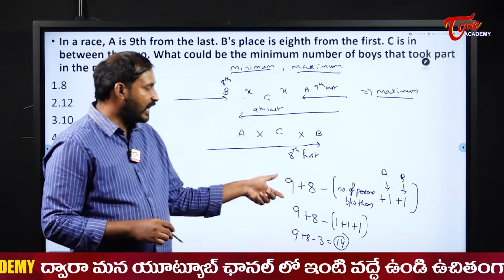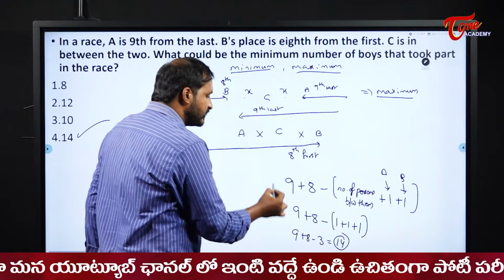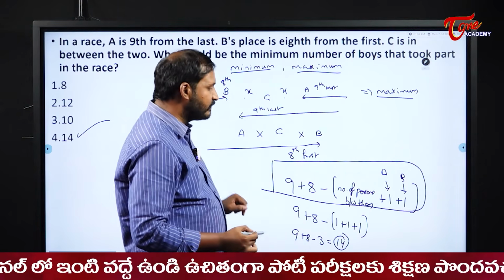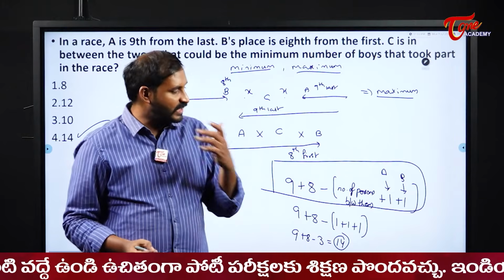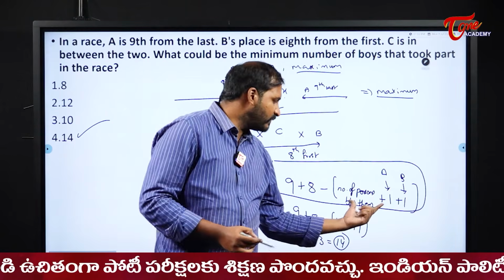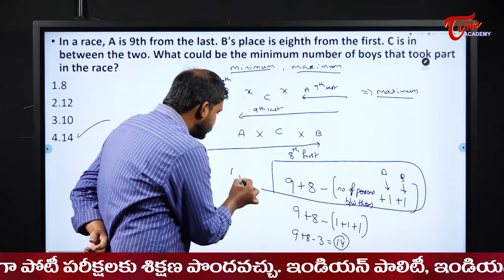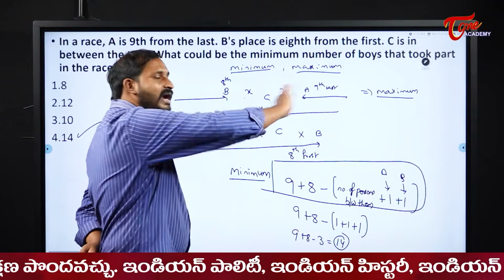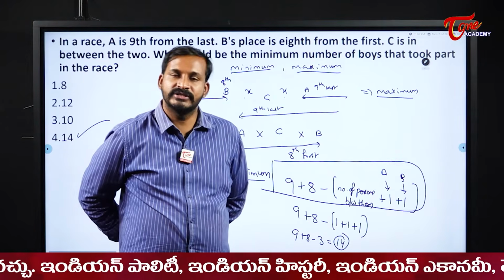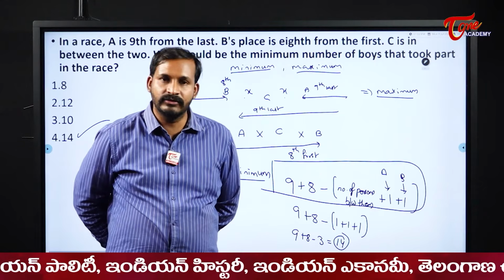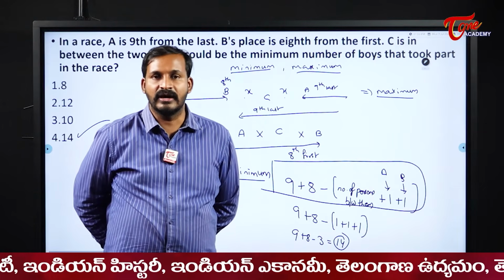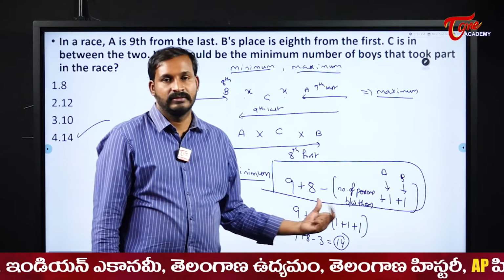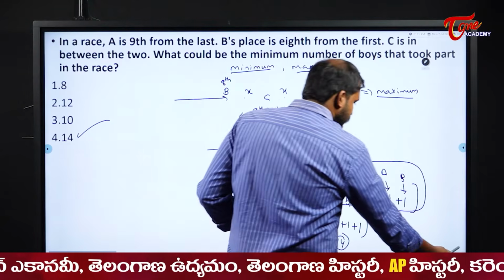Understood? So while calculating the minimum, students, please see here: the ranks of the two persons, plus the number of persons between them, plus 1 plus 1. You should always remember this one. This is the case of minimum. In case of maximum, you simply add all of them. Add their positions, and easily you will get the answer. No need to think too much. In case of minimum, please do this one. Okay, right? Next we will see the next one.